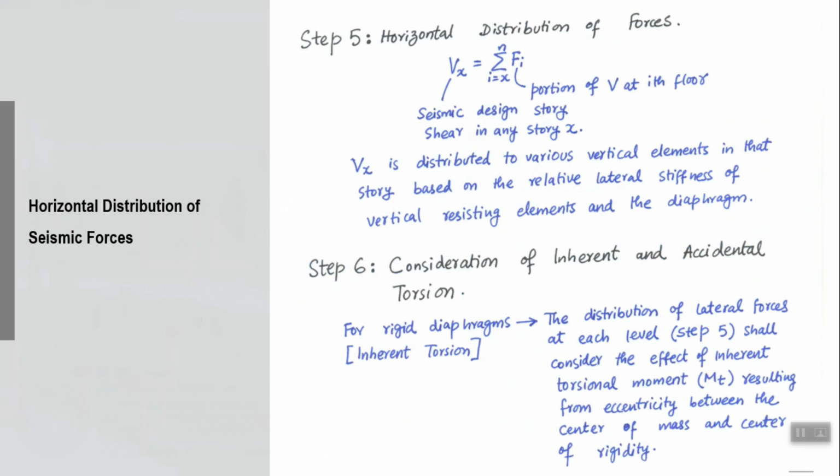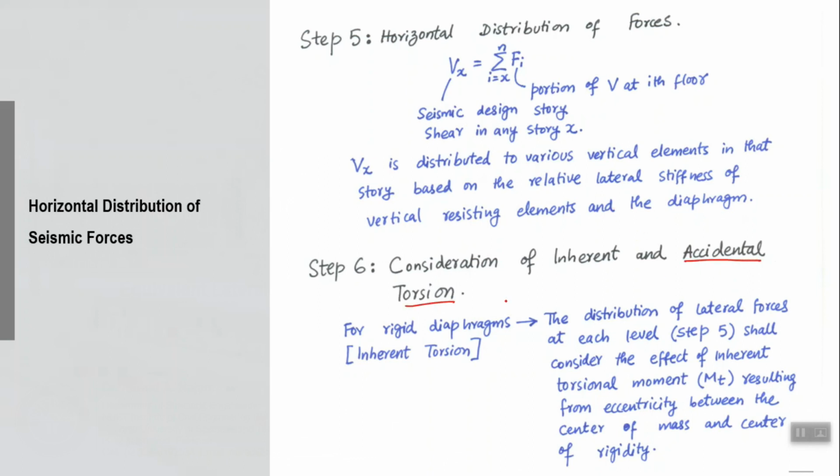So there is a horizontal distribution of forces also, that is automatically handled when you are using a commercial finite element based program. Now some additional considerations once you apply forces and calculate response. The first one is the inherent and accidental torsion.